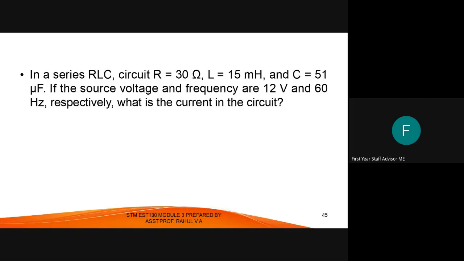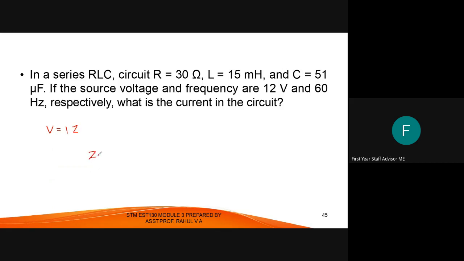So we were doing this problem in the last class. In a series RLC circuit, R is equal to 30 ohm, L is equal to 15 millihenry, and C is equal to 51 microfarad. If the source voltage and frequencies are 12 volt and 60 hertz respectively, what is the current in the circuit? There is a question, and we know that voltage equal to I into Z. So voltage is given, but impedance is not given.